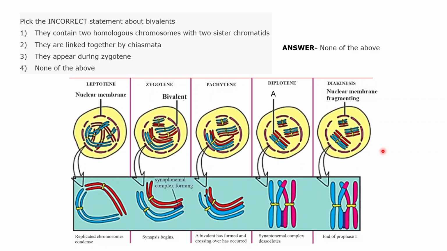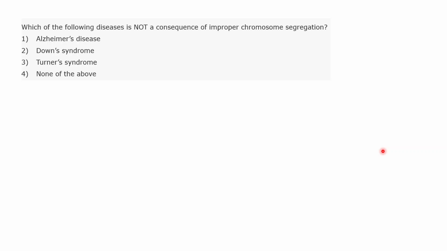Okay, so I think this is clear. So I will just move on to the next question then. Coming on to the next question. Which of the following diseases is not a consequence of improper chromosome segregation? Alzheimer's disease, Down syndrome, Turner syndrome, or none of the above?